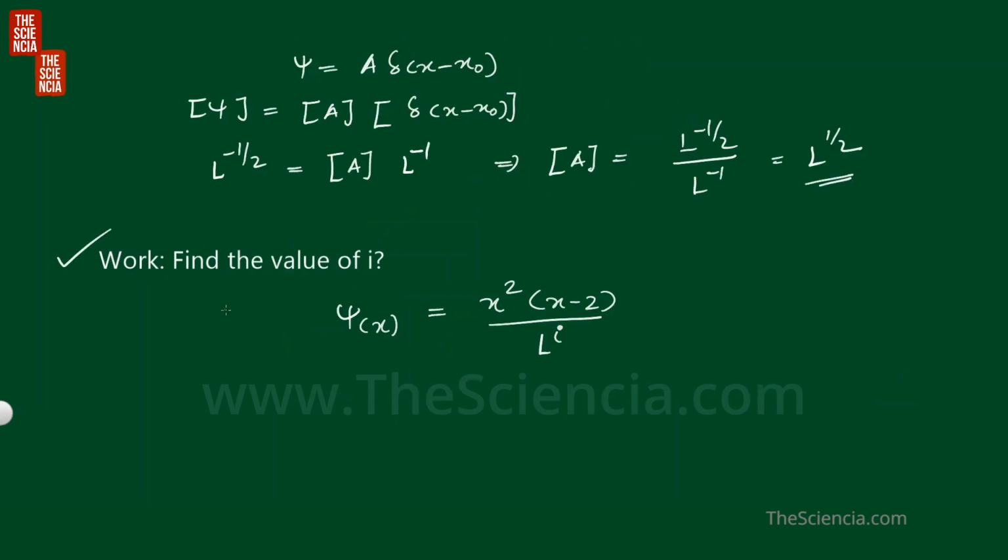And this one is work for you. See, this wave function is a function of x only, so this is a 1D wave function, right? And you know the dimension of a 1D wave function. You can find the dimension of x square times the x minus 2 function. Then you can easily solve for I. Please do this by yourself. The answer will be I equal to 7 by 2. So please solve this and reach the answer I equal to 7 by 2.